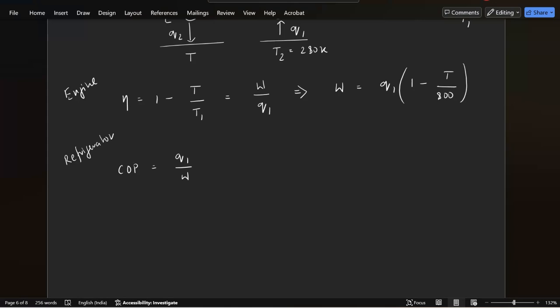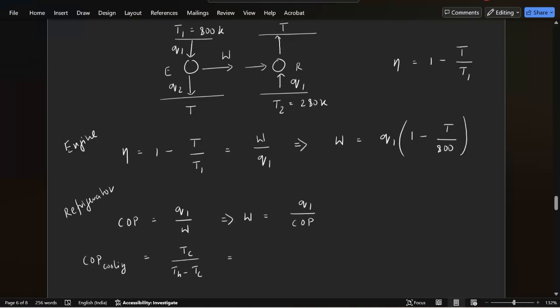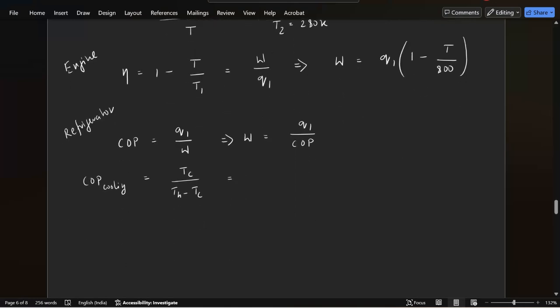And also we need to find W, which implies W is equal to Q1 divided by the coefficient of performance. This coefficient of performance also has another formula. The coefficient of performance of cooling is equal to the cold temperature divided by the hot temperature minus the cold temperature. Here the cold temperature is how much? 280 Kelvin, no? And hot is T. So this is 280 divided by T minus 280.